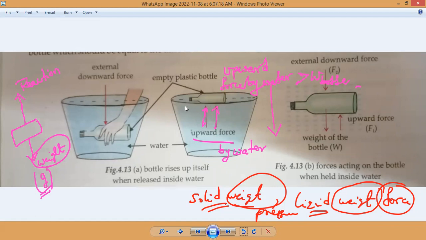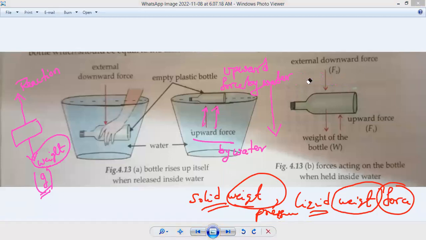Now from this you can see, I will cut these two figures and only the third figure I will take. So that is what I am drawing here. Let me take the external force which I am exerting as well as the weight of the bottle. Both will act in what direction? All of you should tell me. External force and the weight of the bottle will act in what direction? Downward direction. The force exerted by the liquid is acting in what direction? Upward direction.